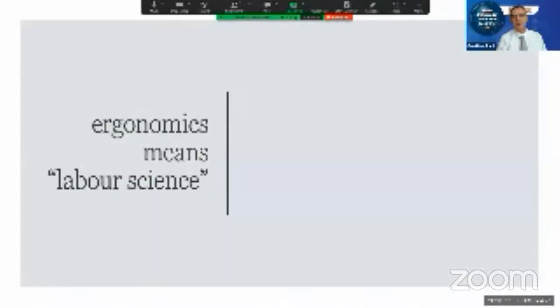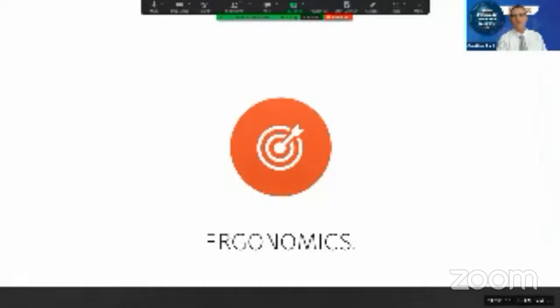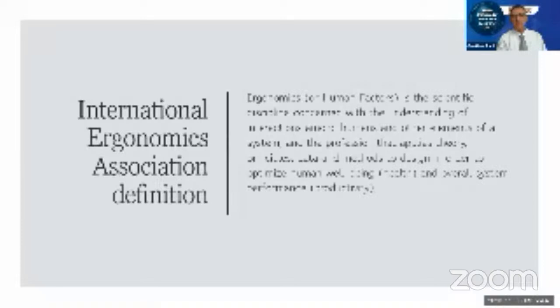Ergonomics means labor science. So let's have a quick look at what that means. The International Ergonomics Association defines ergonomics, or human factors, as the scientific discipline concerned with the understanding of interactions among humans and other elements of a system, and the profession that applies theory, principles, data, and methods to design in order to optimize human well-being, which is health, and overall system performance or productivity.